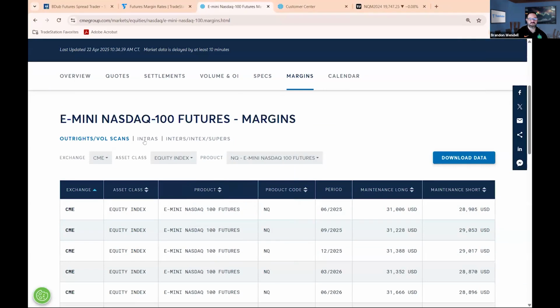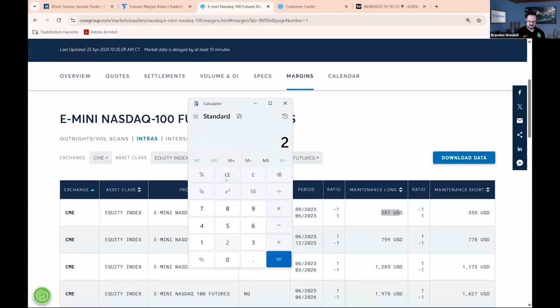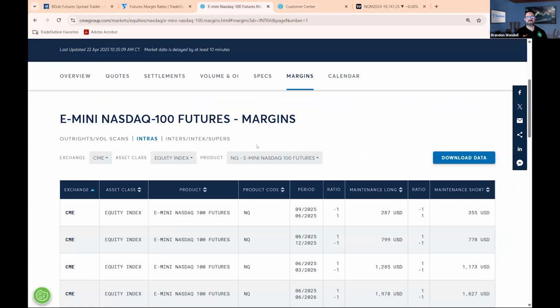Now, intra means the same security against itself, NASDAQ versus NASDAQ. Notice the months are different here. That's a June versus September spread. And again, the maintenance margin, 287 times 1.1 is 315. And if you go back over to my spread here, the NASDAQ spread was how much? $315. But here's where it gets a little tricky.